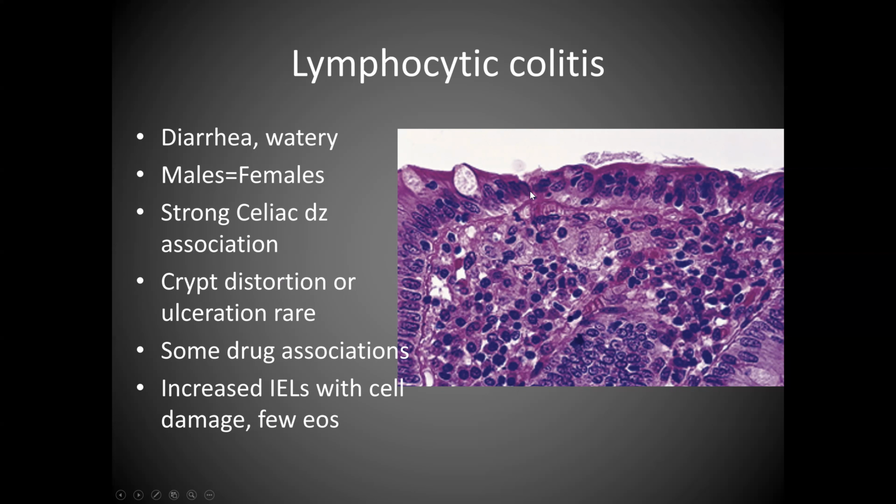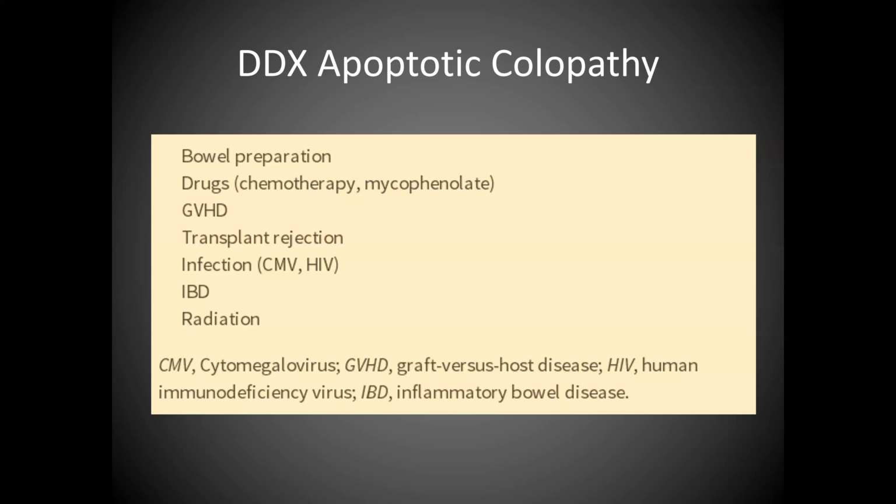So when you get to that count, or you get compulsive about it, you can do that. If you want to highlight them, you can do a CD3 stain or a CD45 stain for lymphocytes that may help you to recognize this. Again, you've got some degree of epithelial damage.